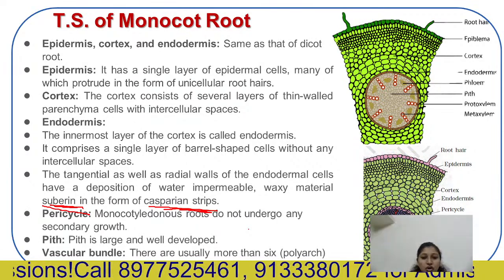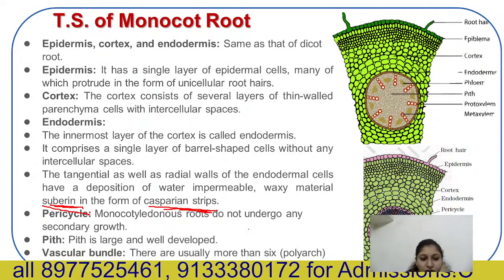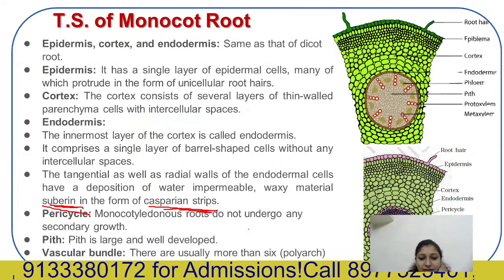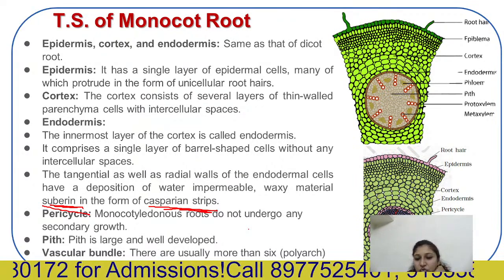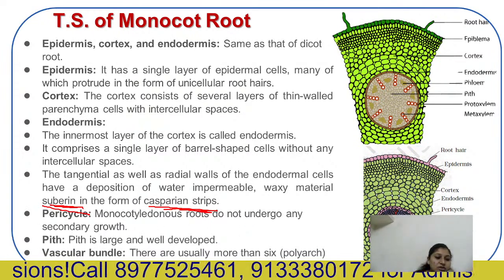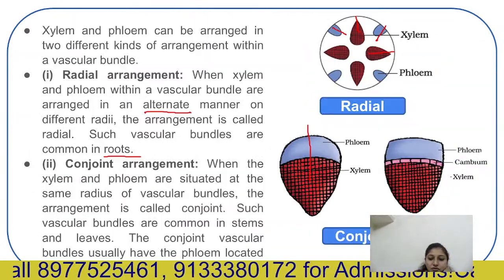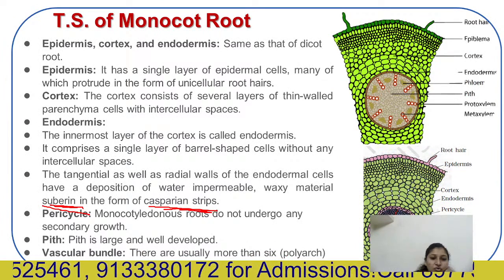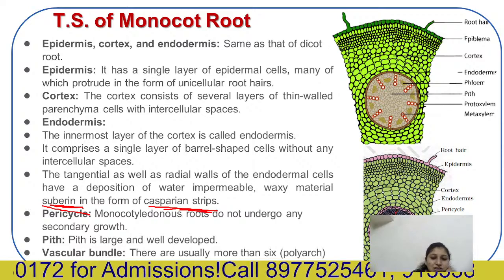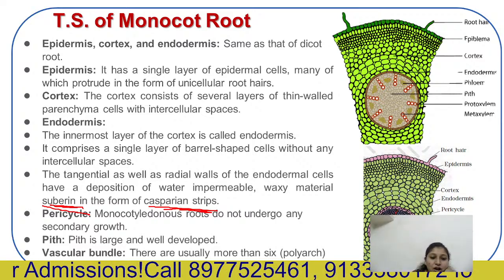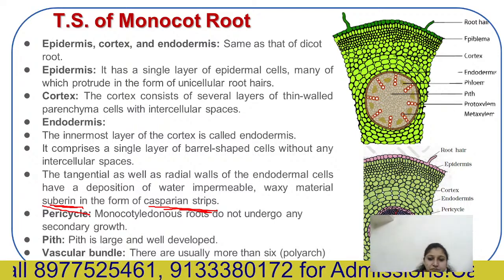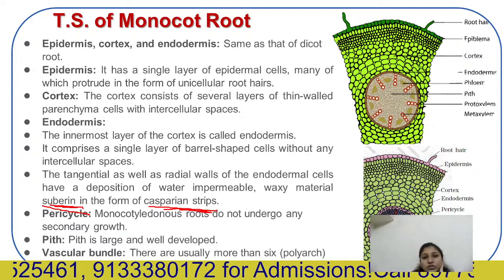So monocot roots do not undergo any secondary growth. So pith is large and well developed. In vascular bundle, there are usually more than 6 xylem bundles in the monocot root. See, you can see this type of radial or sun-like arrangement in case of monocot root. But in case of dicot root, it is just like a plus. So the sun-like arrangement, that means more than 2 to 4, more than 6, it is polyarch as a vascular bundle. And they are of closed type.